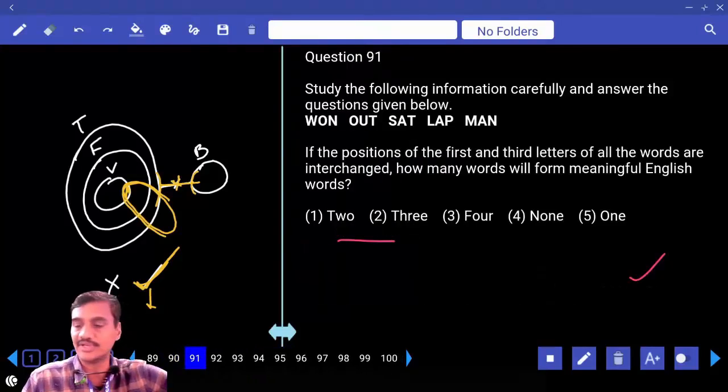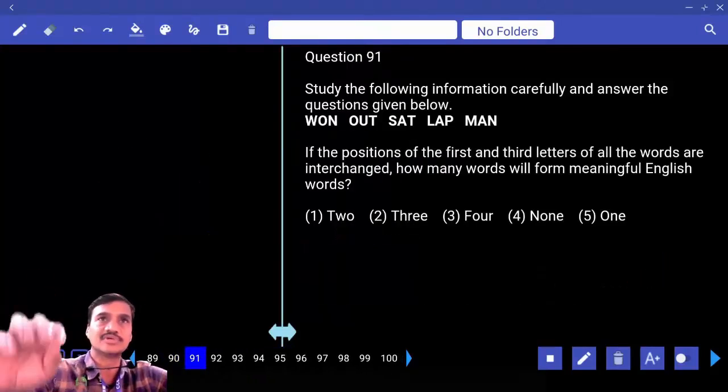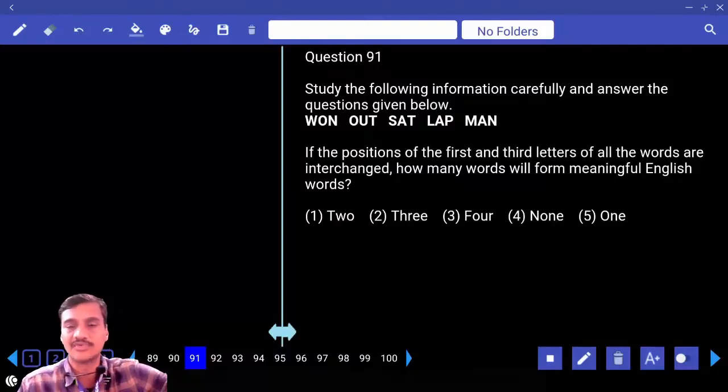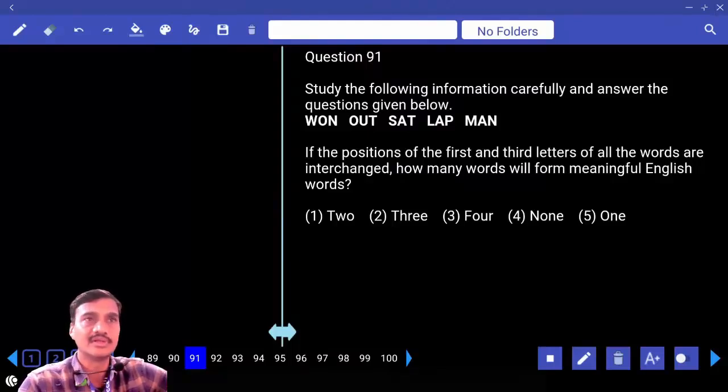Then 91 to 95. 91 onwards, they are based on a set of words. One, out, sat, lap, man. Now the positions of the first and the third letters of all the words are interchanged. First and the third letters interchanged is nothing but the entire word written in the reverse order. Then WON, when written in the reverse order, will be NOW. Whether it is a meaningful word or not. NOW is a meaningful word.